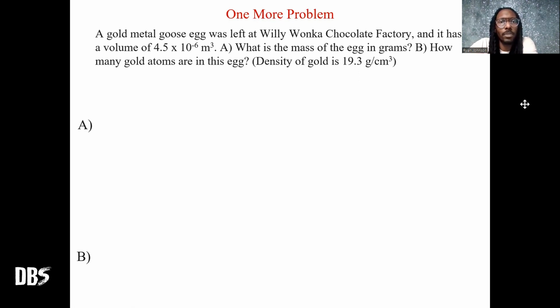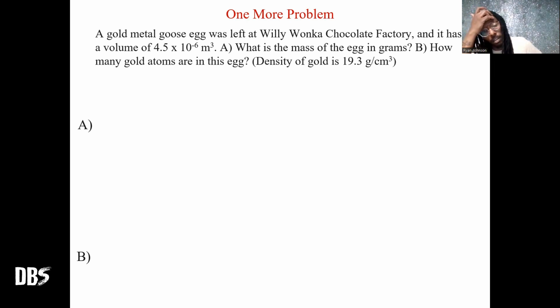So a gold medal goose egg was left at Willy Wonka's chocolate factory, and it has a volume of 4.5 times 10 to the negative 6 meters cubed. That's a big egg. Or is it a big egg? That's the question. What is the mass of the egg in grams? How many gold atoms are in this egg? And there's a helpful hint: the density of gold is 19.3 grams per centimeters cubed. Let's do this one.